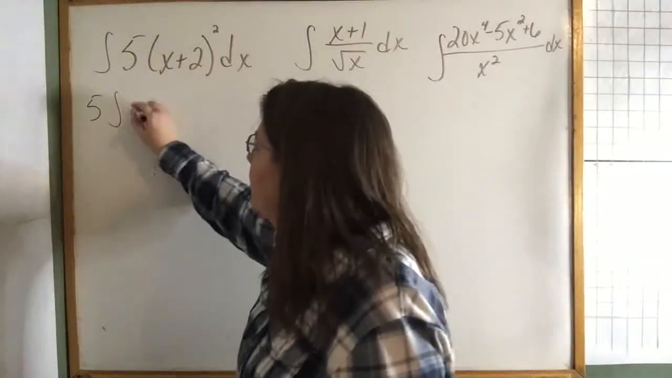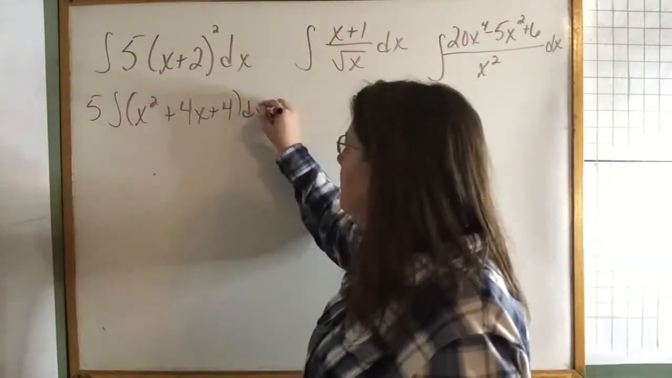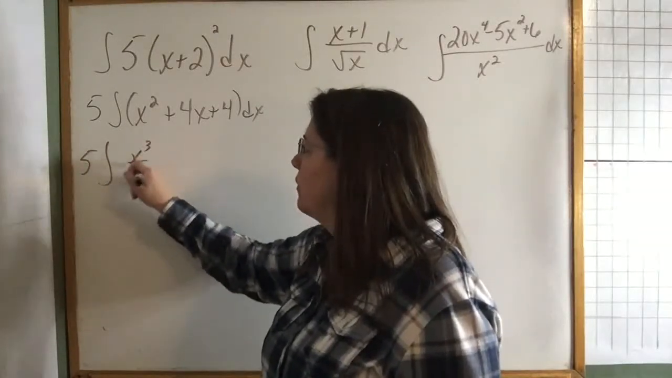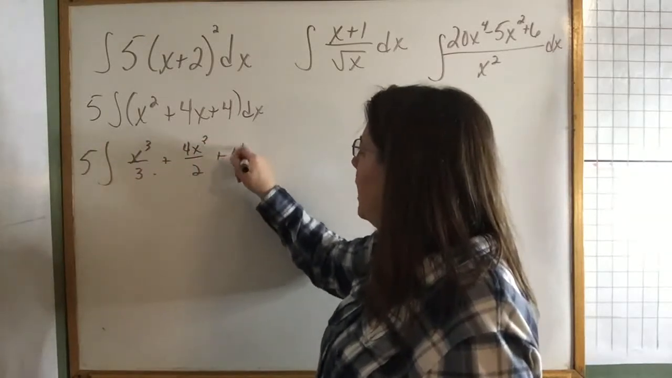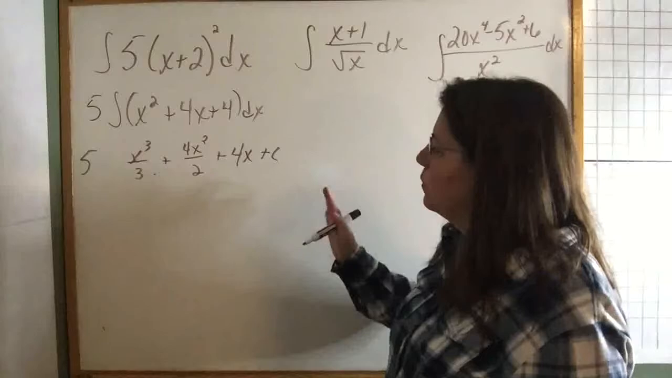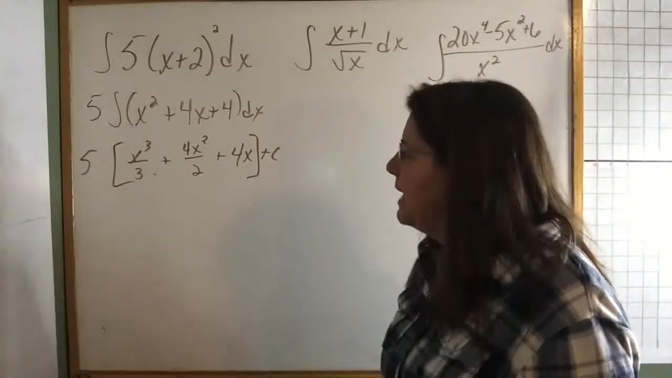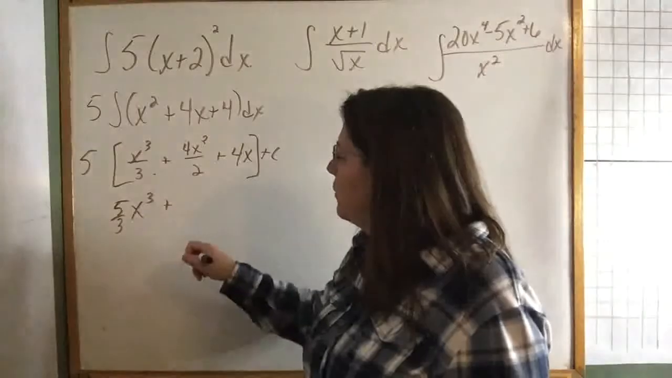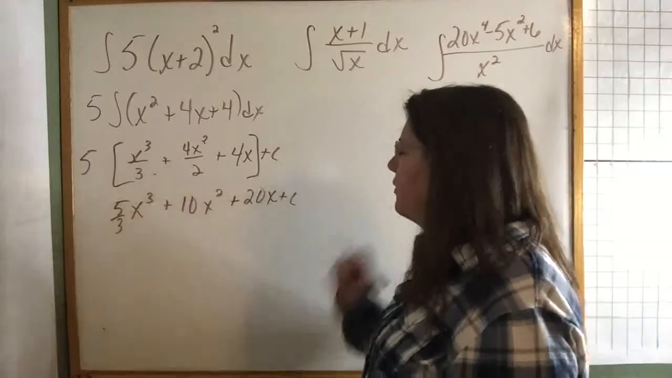So if I FOIL that, I have x squared plus 4x plus 4, and that's a dx. And I'm going to take the antiderivative of each term. So that would be x cubed over 3 plus 4x squared over 2 plus 4x plus c. I don't need that symbol. Once I take the antiderivative, the symbol goes away, so I probably should put parentheses there. And then I would multiply the 5. So that would be 5/3 x cubed plus 10x squared plus 20x plus c for my final answer.